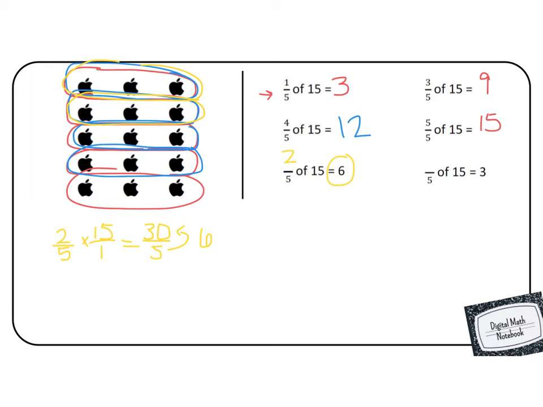All right, and our last example here, something of 15 equals 3. So that means we only want 3, so that's going to be just one group. So 1/5 of 15 equals 3. Let's prove that. 1/5 times 15 over 1. And stop and think here just a minute. 1/5 is going to be a smaller group because 1/5 is less than 1 whole. So 1 times 15 is 15. And 1 times 5 is 5, and 5 goes into 15. Remember, this is what your head is doing. It's dividing. 5 goes into 15 3 times. There's our 3. Let's do some more together.